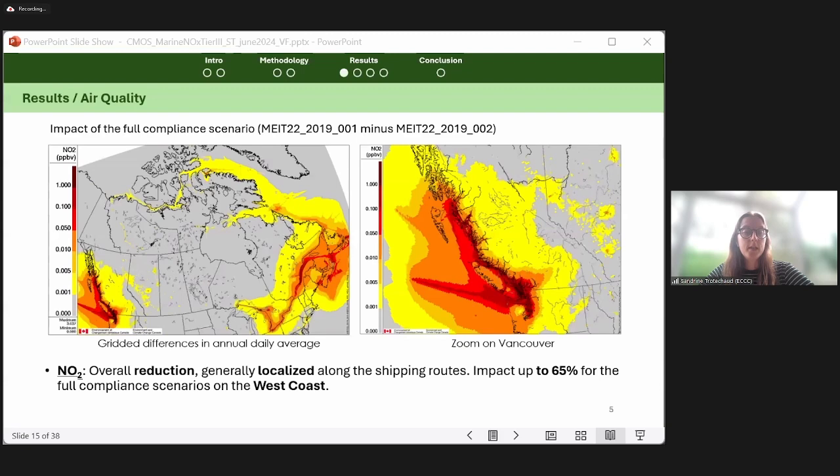Here, what you can see is the difference between the full compliance and the baseline when looking at the annual daily average of the NO2 surface concentration. What you can notice is a direct reduction, led by the fact that the NOx emissions were reduced. The signal is mostly localized along the shipping routes, as NO2 is a short-lived pollutant. The greatest impact is on the West Coast, near Vancouver. It reaches up to 65% reduction in the NO2 concentration.